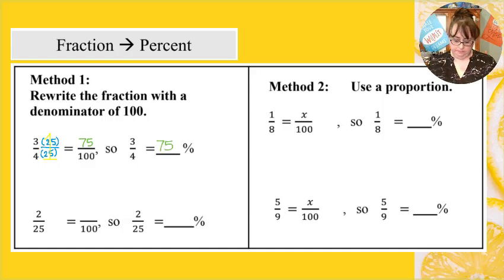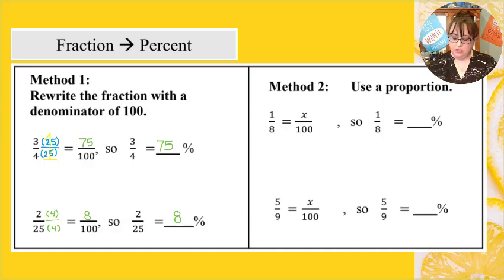So let's do another one. I know that 25 times 4 is 100, so I can multiply the bottom by 4. But if I multiply the bottom by 4, I also have to multiply the top by 4. So 2 times 4, I know, is 8. So I know that 2/25 is also 8%. So that's one way that we can do it.